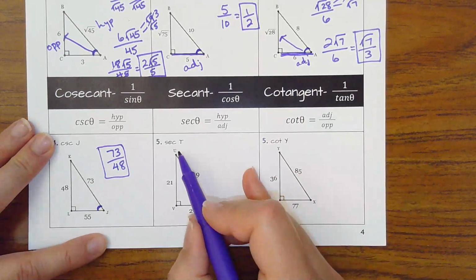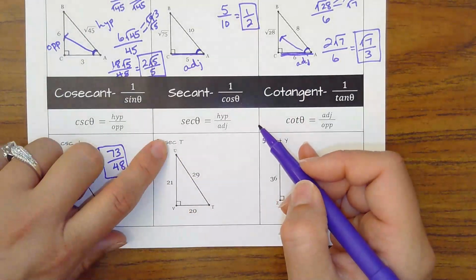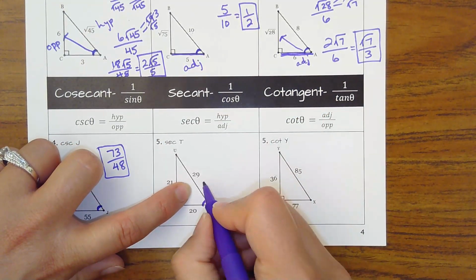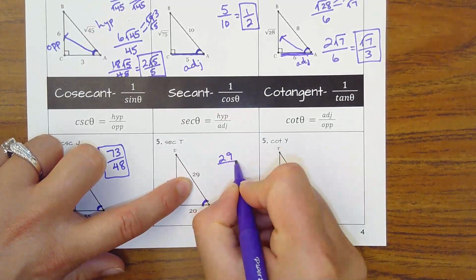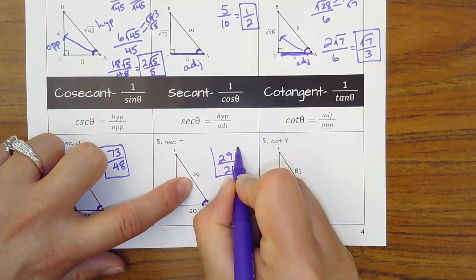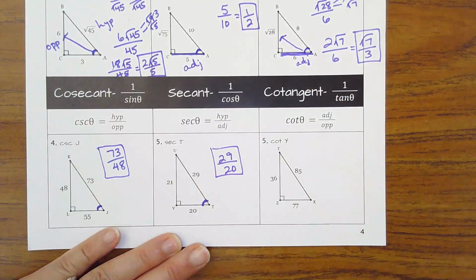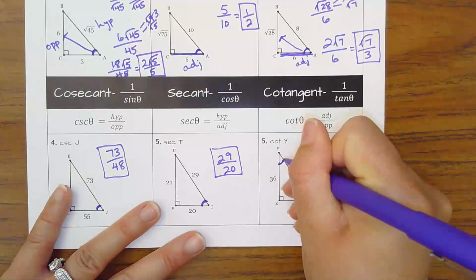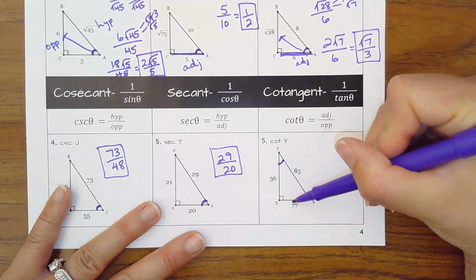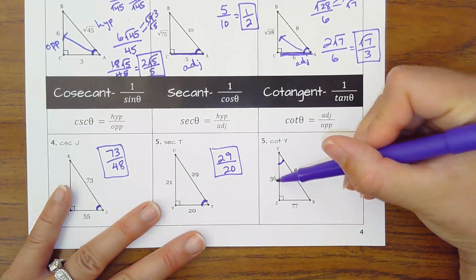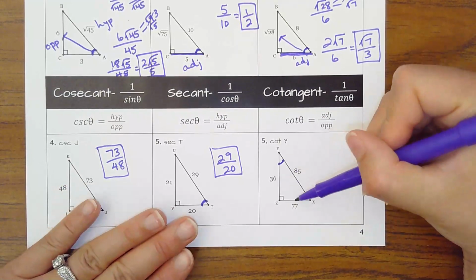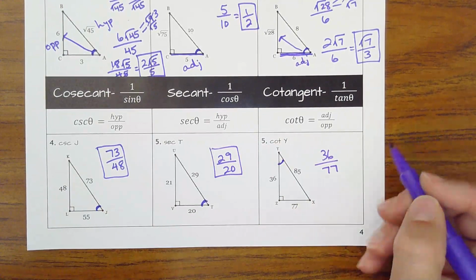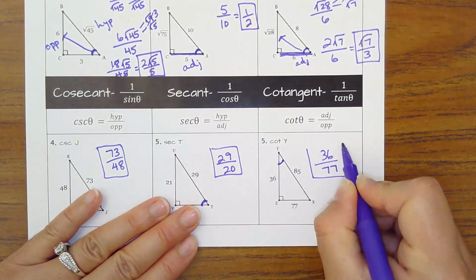Okay, number 5 is secant. Secant goes with cosine, so it's a reciprocal of cosine, where it's hypotenuse over adjacent from angle T. So that would be 29 over 20, should be reduced. And then the last one is cotangent of y. So now this time our angle is up here that we're looking from. So this is our opposite, this is our adjacent, this is our hypotenuse. So we want 36 over 77. And I don't think that can simplify either, so that should be our answer.